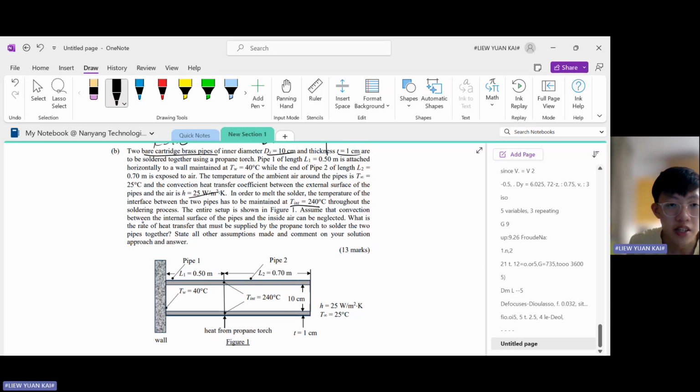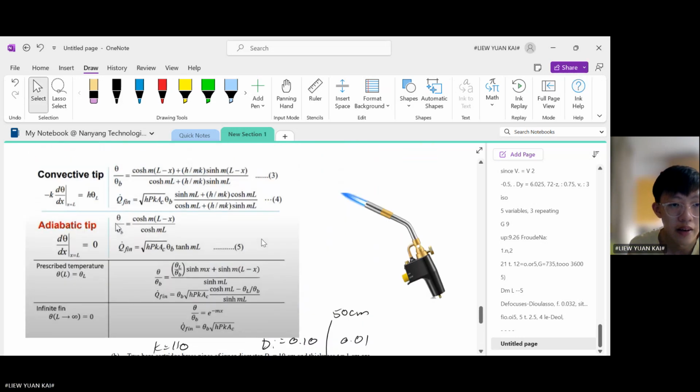Assume that the convection between the internal surface of the pipes and the inside air can be neglected. So that means there's no convection going on inside here. What is the rate of heat transfer that must be supplied by the propane torch to solder the two pipes together? State all the assumptions made and comment on your solutions and approach to the answer.